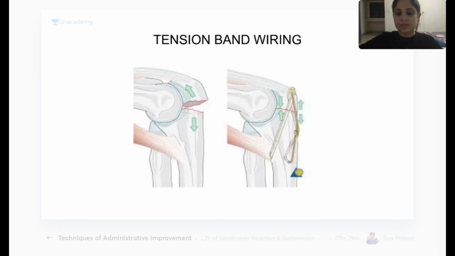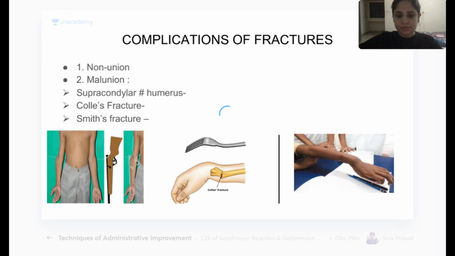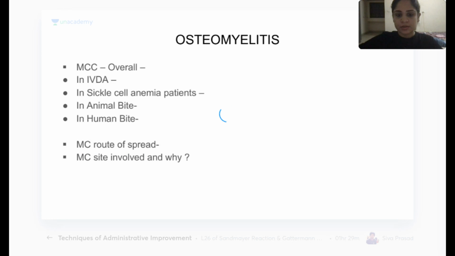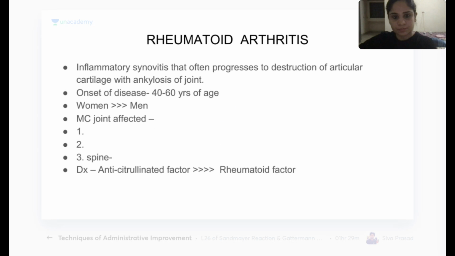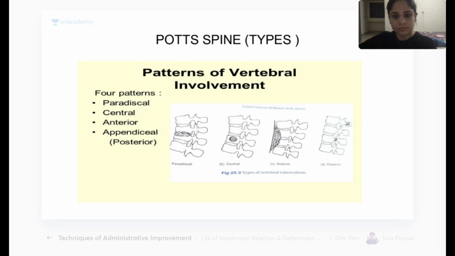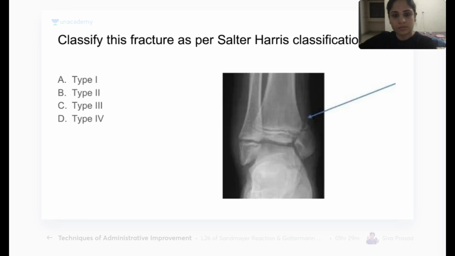All right. So let's begin from where we left off. There are a few questions I want you guys to answer before we start off with the tumors again. Let me see how many of you understood what I taught you in the last lecture. Classify this fracture as per the Salter-Harris classification: type 1, type 2, type 3 or type 4. I'm starting a poll for you guys.